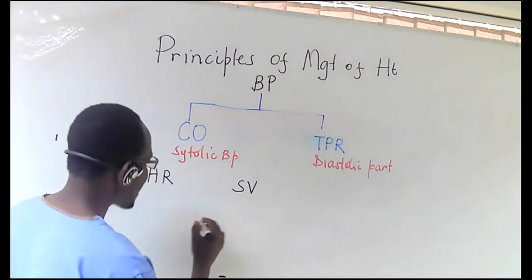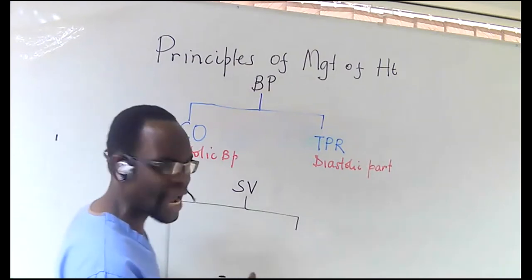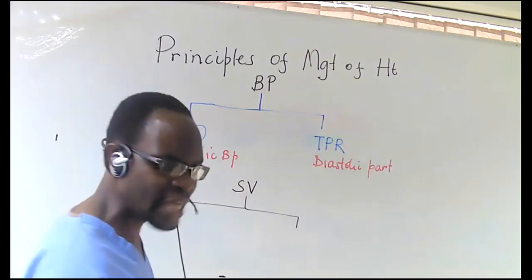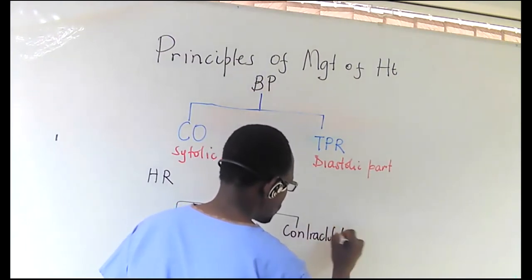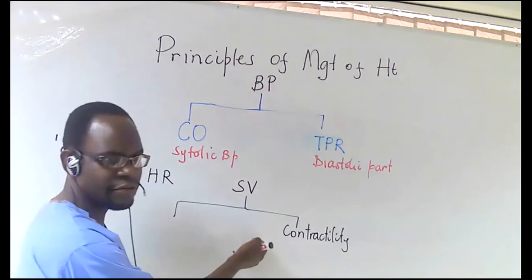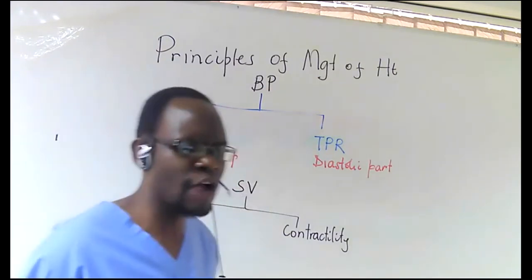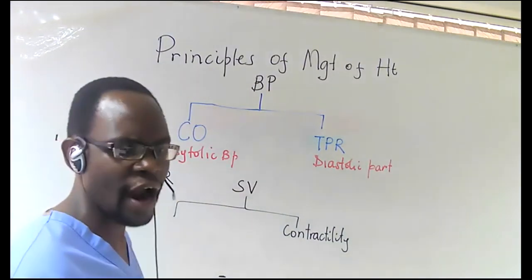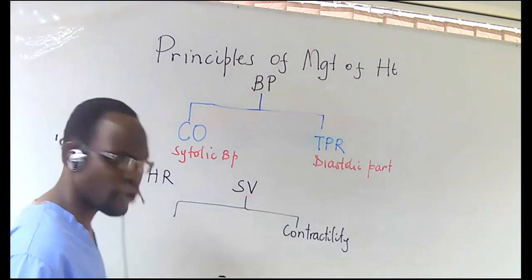One, it is determined by what we call the contractility of the heart muscle. In other words, I hope you have heard in physiology about the Frank-Starling law. If the heart is able to contract very well, then it will push a significant amount of stroke volume out of the heart. So the contractility is one of the things that determines the stroke volume.